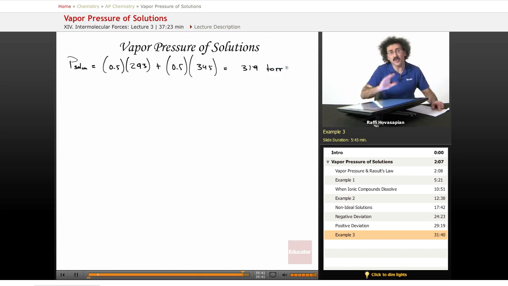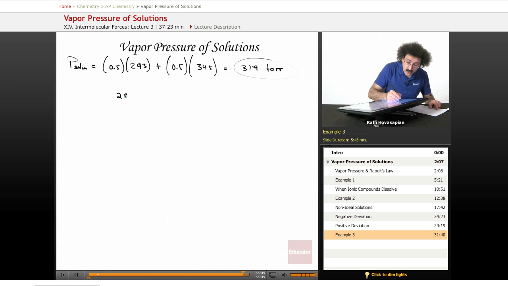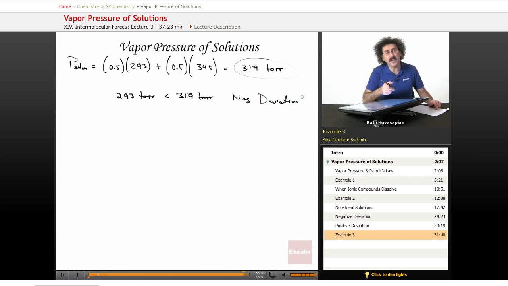So what I would expect under normal circumstances, without accounting for affinity or disaffinity, is 319 torr. Well, what I measured was 265 torr. Clearly, 265 torr is less than 319 torr. So this is negative deviation. Negative deviation means that the acetone and the CHCl3 have some sort of an extra affinity to each other. Well, let's see what that affinity is. As it turns out, it's going to be exactly what you think, hydrogen bonding.